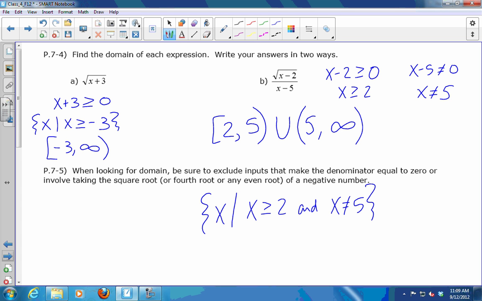So the whole gist of domain is: exclude any x values that would make your denominator 0 or would force you to take an even root of a negative number. Okay so far? Okay.